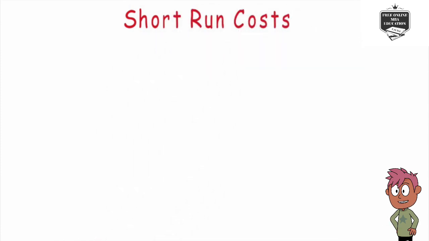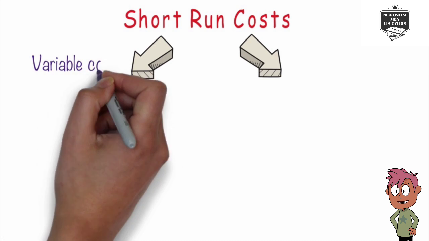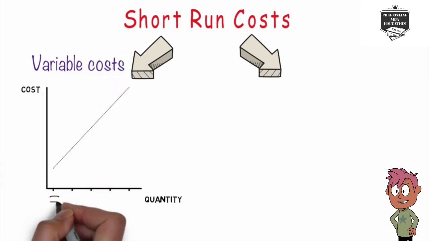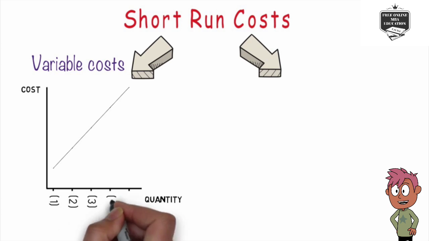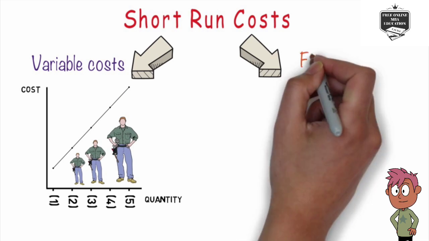So within the short run then, your costs are comprised of two different types. You have variable costs initially, and these are costs that vary with output. So the more quantity that you produce, you must bring in, for example, more workers, and this will increase your costs with quantity. So they vary with quantity.